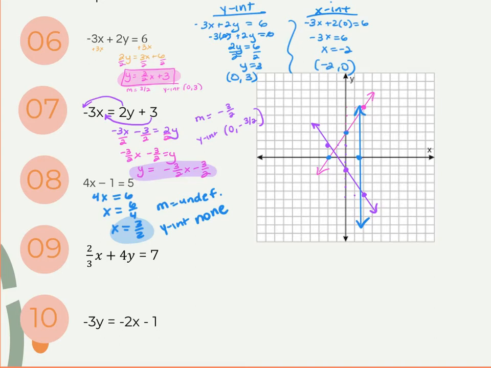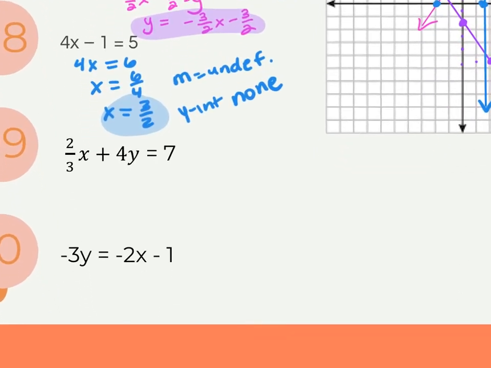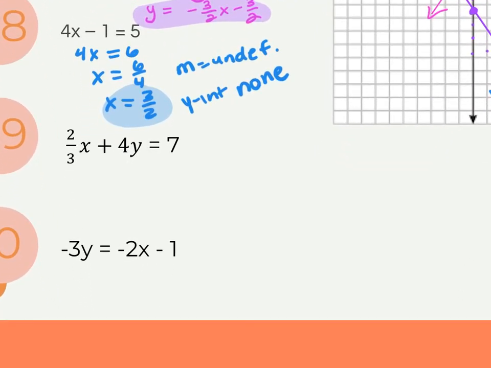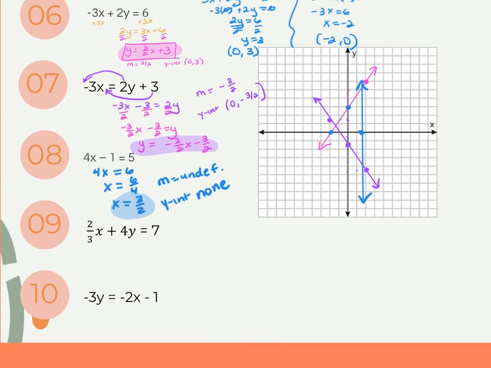All right, now we get to 9, okay? 9 has 2/3 x plus 4y equals 7. So let's say I want to solve this for y. For this one that you just did, yep. That point is the 3/2. Yep, or 1.5. So when you go to plot those points, you're going to have to convert them to a mixed number.